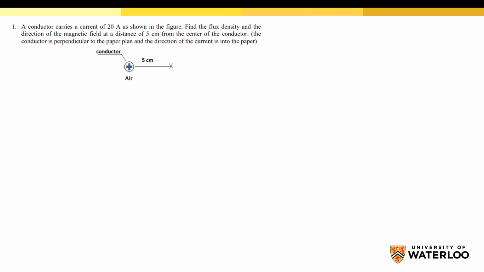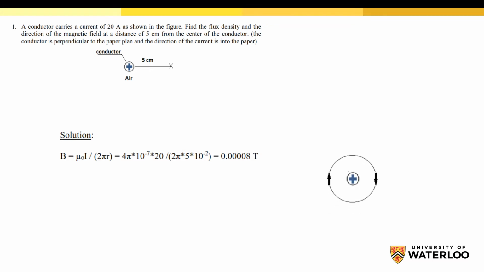So actually this question is a revision question from the magnetics principles. So we can use the magnetic principle to solve this question using Ampere's law. So the flux density is equal to mu naught I over 2 pi r, and we have all the data here to calculate the magnetic flux density. And of course, because the current is going into the paper, the magnetic flux will be clockwise. So that's all for this question.